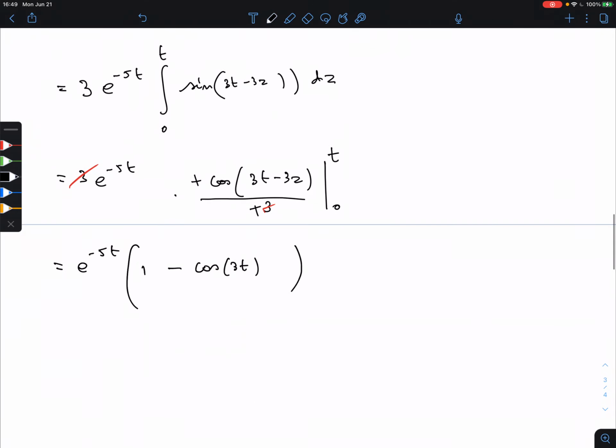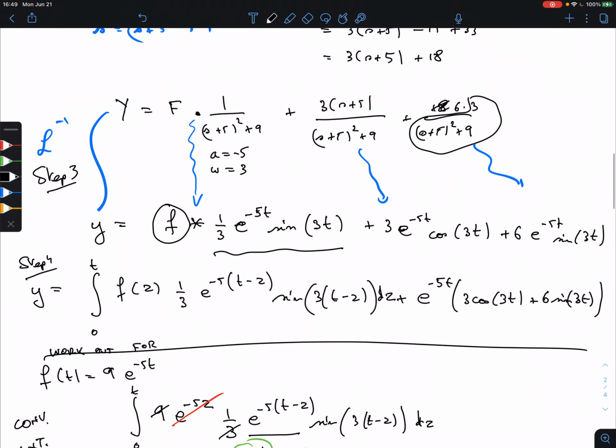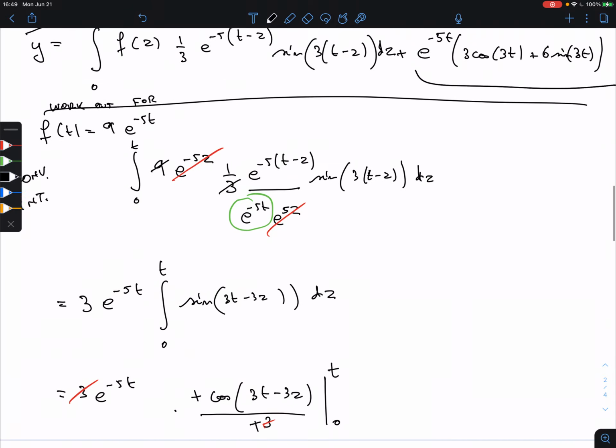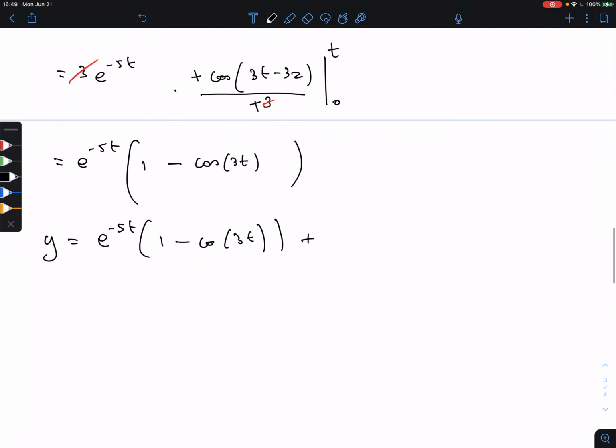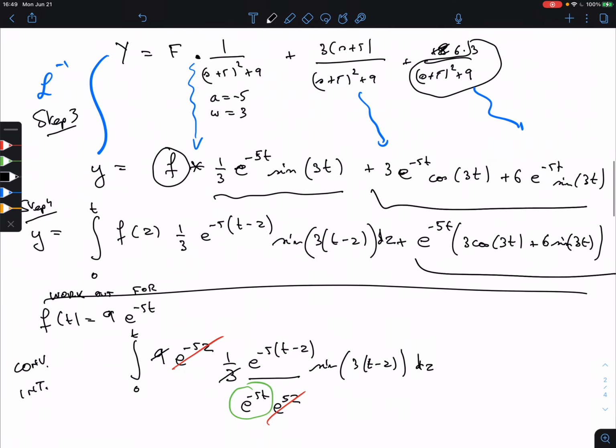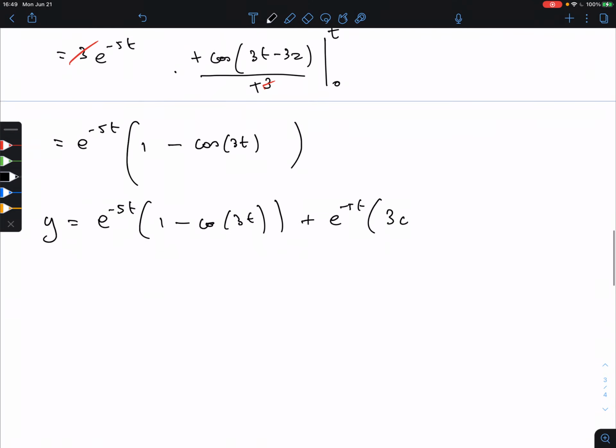So our solution y is that integral, e to the minus 5t times 1 minus cosine 3t, plus that tail that we already had written down here. Here perhaps e to the minus 5t times 3 cosine 3t, plus 6 sine 3t. And that's the solution.